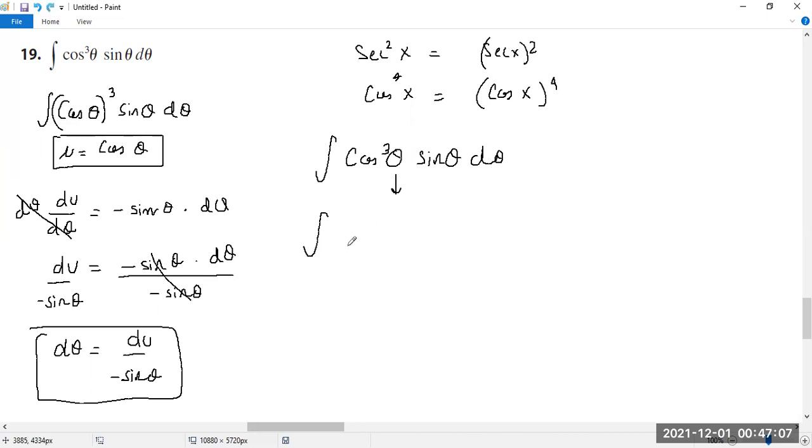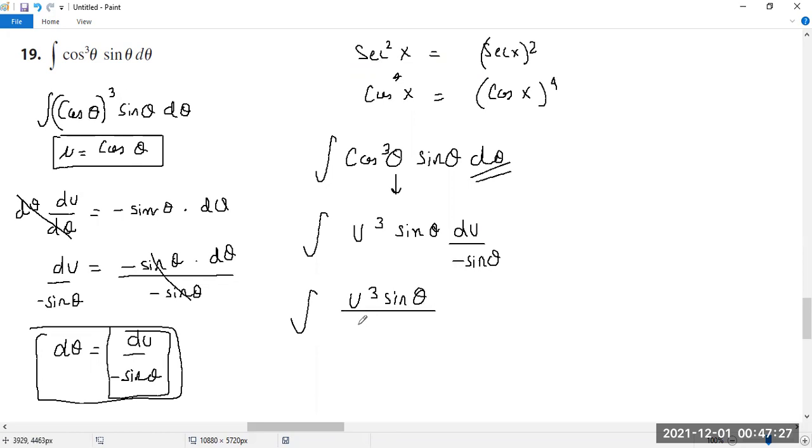So we said that this is u to the third, and then sine theta, and then we represented d theta as being du over negative sine theta. So du over negative sine theta, which is u to the third sine of theta over negative sine theta. These cancel out, so we're left with the integral of u to the third over negative 1 du.